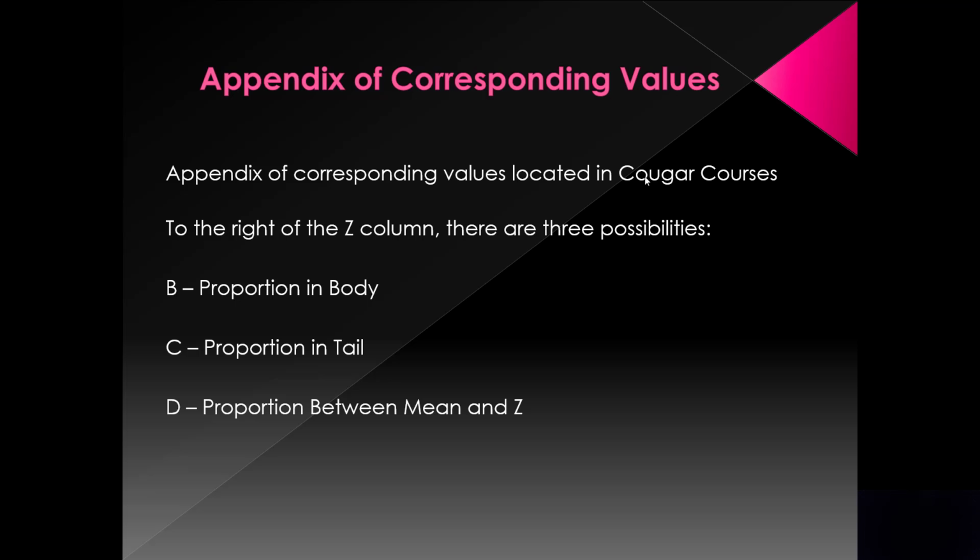The appendix, again, is located in corresponding values, as I told you, to the right of the Z column. B is the body, C is the tail, and D is the proportion between mean and Z. I know you're probably all shaking your head going, what in God's name is this guy talking about? But I promise you it will become clear.